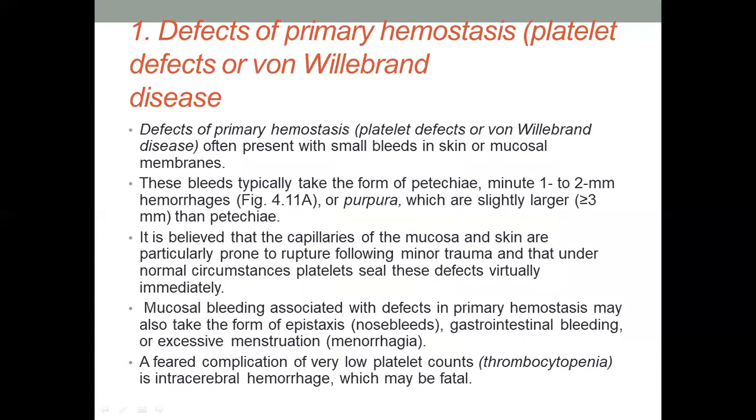It is believed that the capillaries of the mucosa and the skin are particularly prone to rupture following minor trauma, and that under normal circumstances, platelets seal this defect virtually immediately. Mucosal bleeding associated with defect in primary hemostasis may also take the form of epistaxis, nosebleed, gastrointestinal bleeding, or excessive menstruation, menorrhagia. A feared complication of very low platelet counts, thrombocytopenia, is intracerebral hemorrhage, which may be fatal.